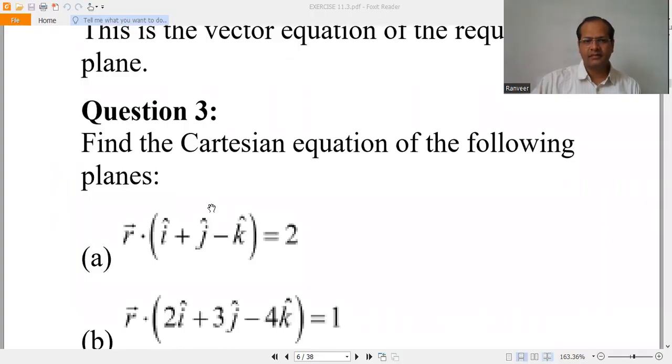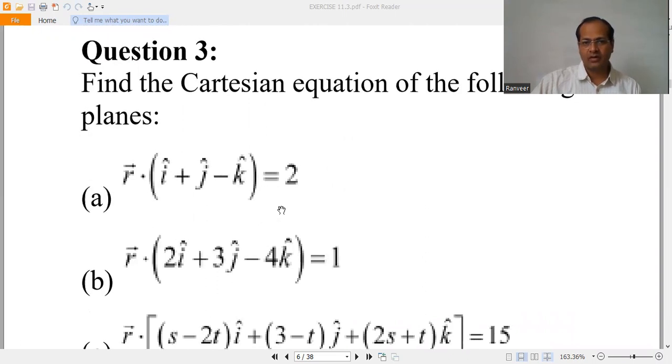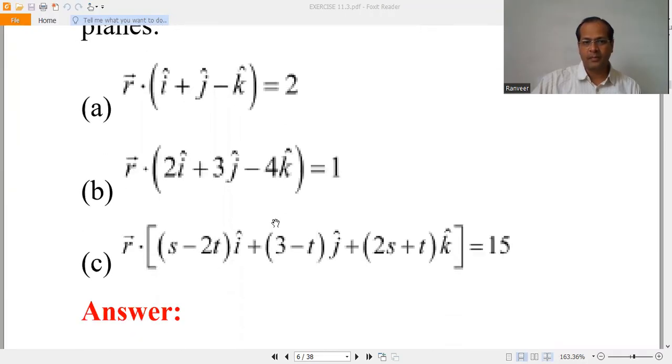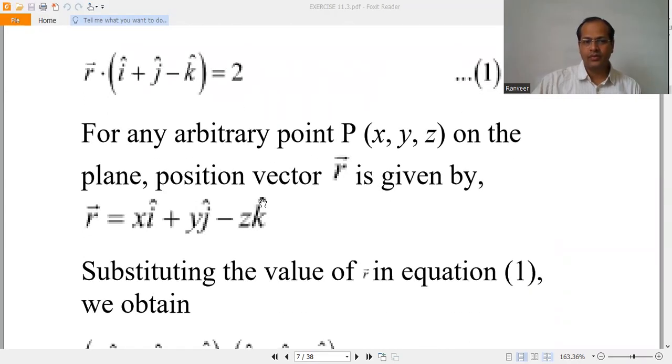Question number 3. Find the Cartesian equation of the following plane. It is given in the r dot n equal to d format, and we have to convert it into the Cartesian form of equation. So r dot (i + j - k) equal to 2. For any arbitrary point P(x, y, z) on the plane, the position vector r is r = xi + yj + zk.